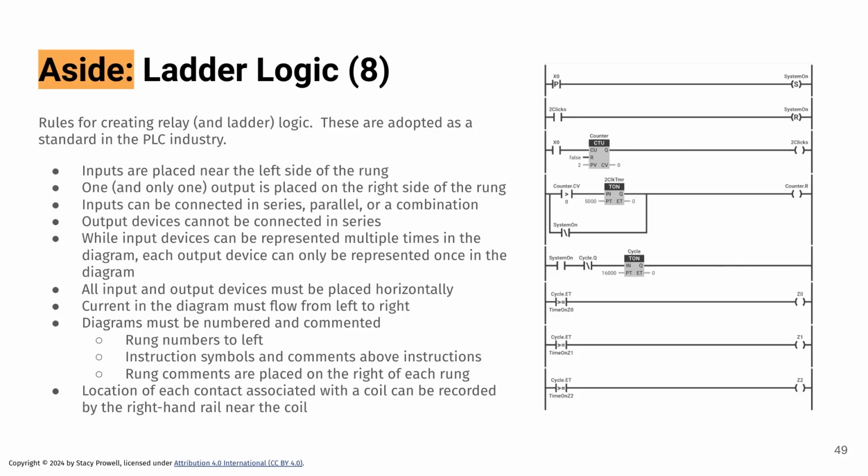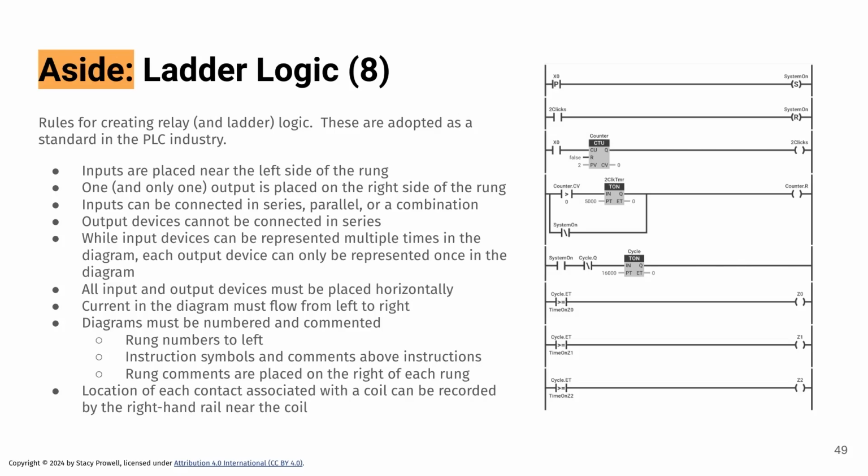We only include one output per rung. We could do more, but by convention, we want to simplify things and make it more manageable, so there's one output per rung. Inputs can be connected in series, parallel, or a combination, as we've seen. While input devices can be represented multiple times in the diagram, each output device can only be represented once. That's interesting. That means I could have the same input device labeling multiple rungs, but I would have a particular output device just on a single rung.